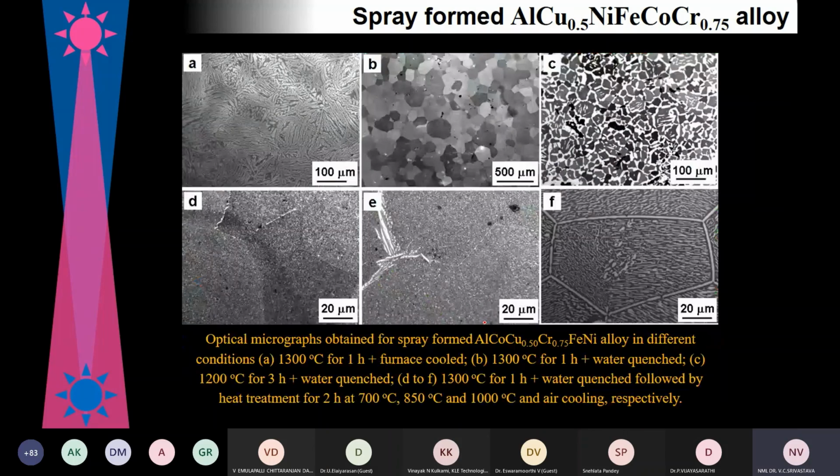We also did some kind of heat treatment, and this gave the possibility that spray forming of high entropy alloy and heat treatments can give rise to a number of possibilities of new alloy development. With this, I thank you all.